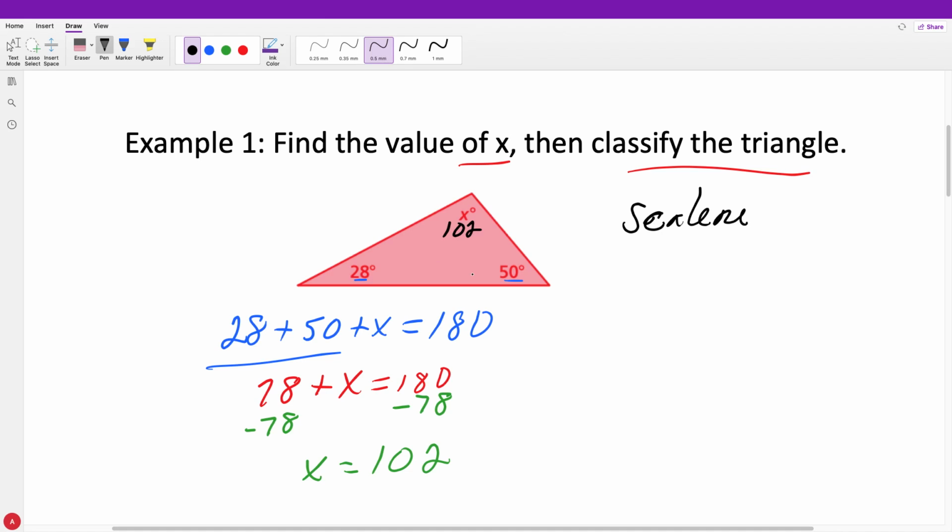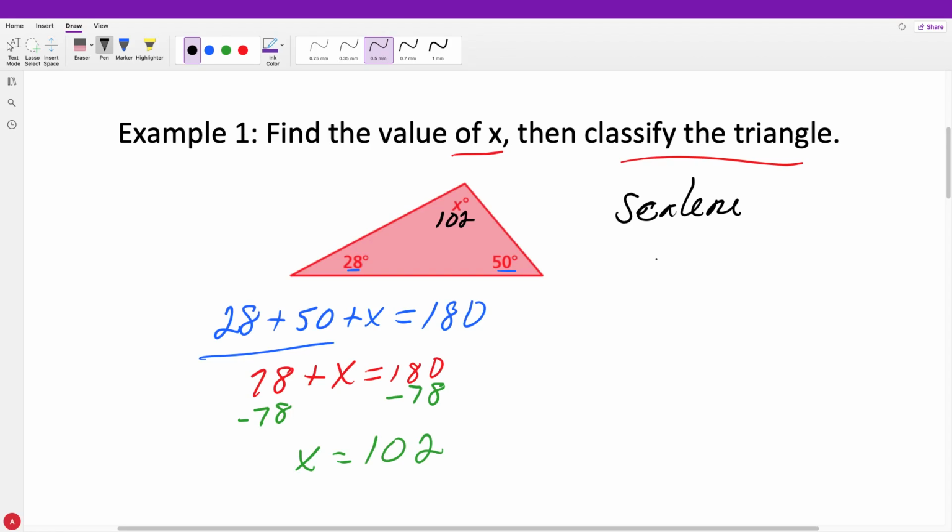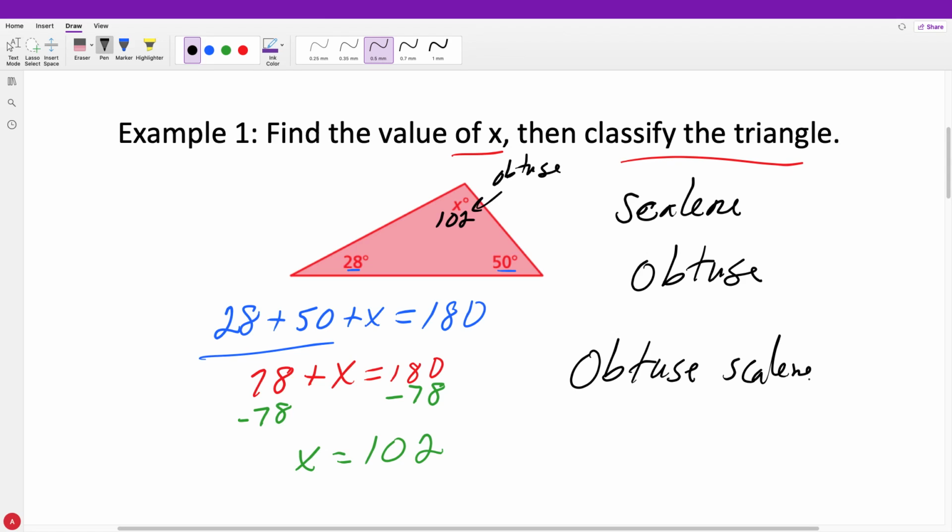And then if we look at our angles, one of our angles is greater than 90 degrees. So that means that this angle is obtuse. And if we have one obtuse angle, then that means it is an obtuse triangle. So the way that we would name or classify this one is we start with our angle first. So we would say it is an obtuse scalene triangle.